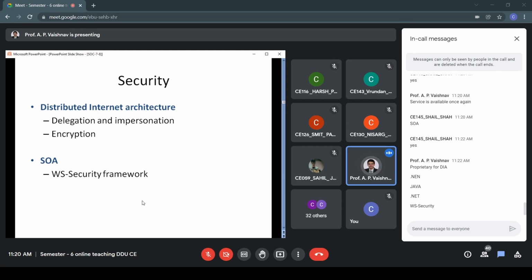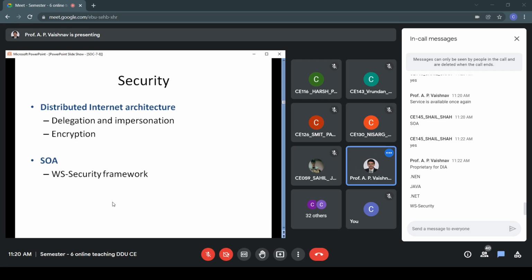WS Security can ensure that your SOAP message is encrypted entirely, right? Or if you want to encrypt your SOAP header, it is also possible. If you want to encrypt only the SOAP body, that is also possible, right? So you can actually customize what you want to encrypt, right? So that is how we handle it. Okay.